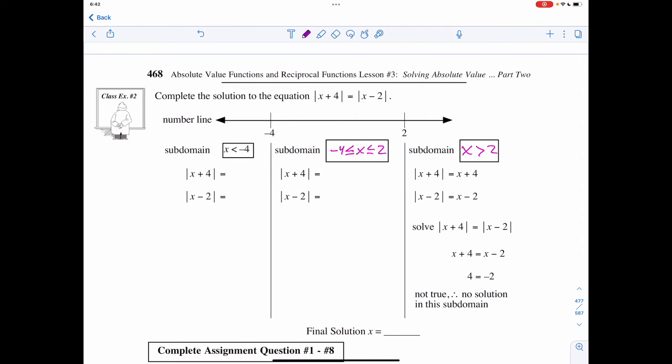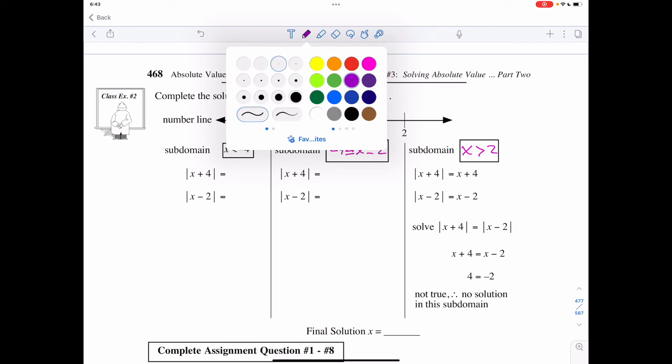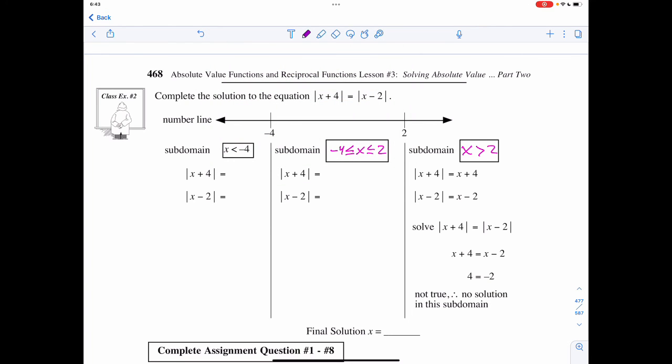In the top region, they're both positive. In the middle region, or going from here to here, we can see that the x minus 2 becomes negative. But the x plus 4 is still positive. It hasn't changed yet. And then we go through the next region. It's the x plus 4 changes, and they're both going to be negative. Negative x minus 4 and negative x plus 2.